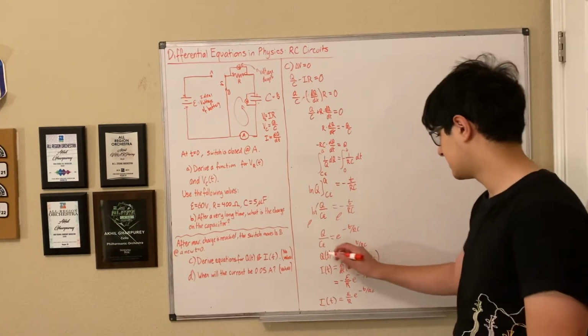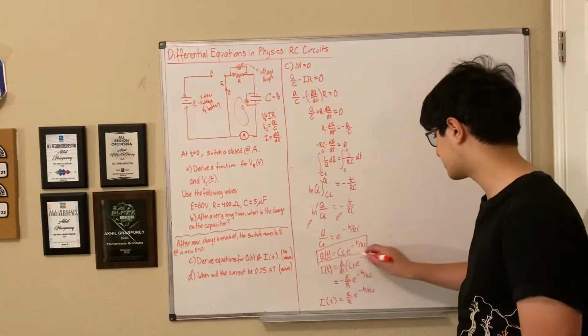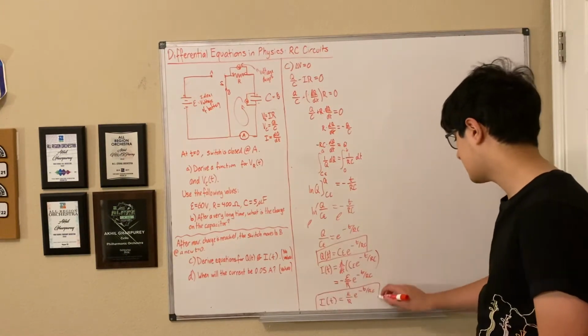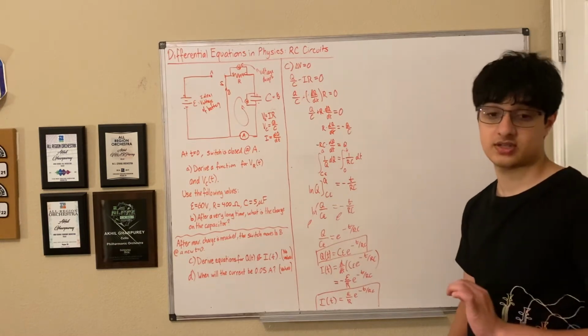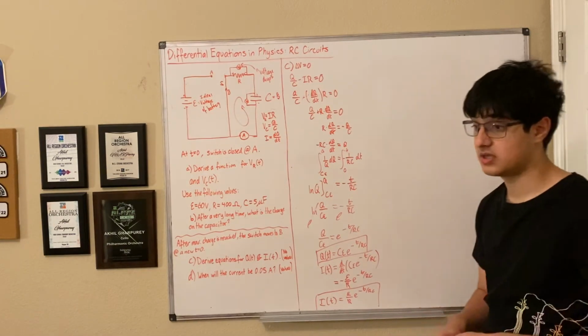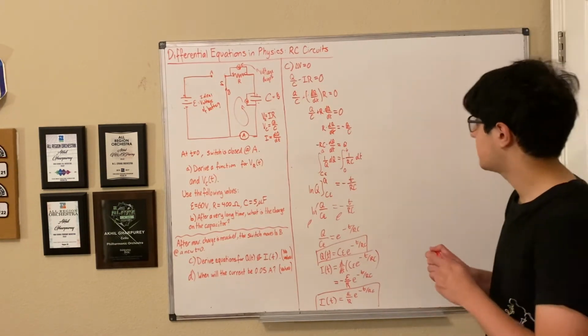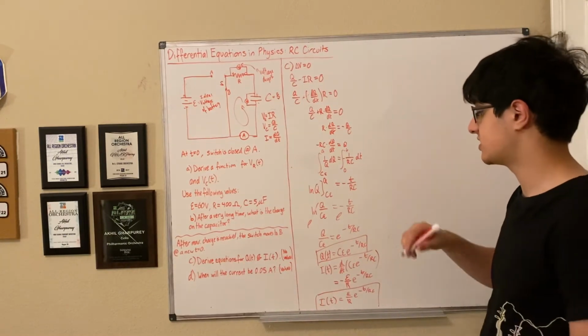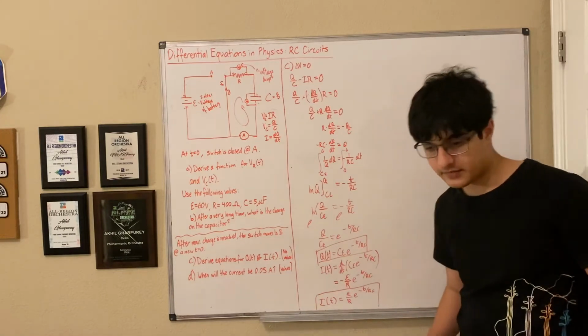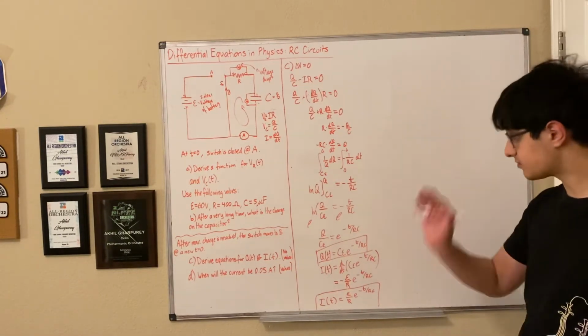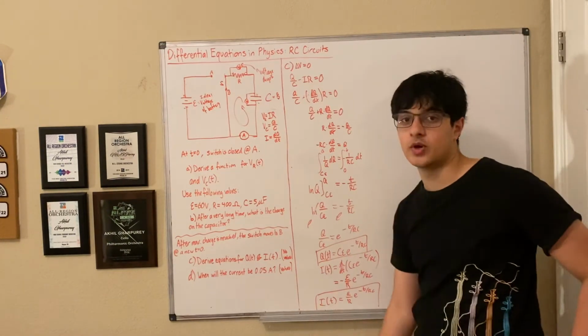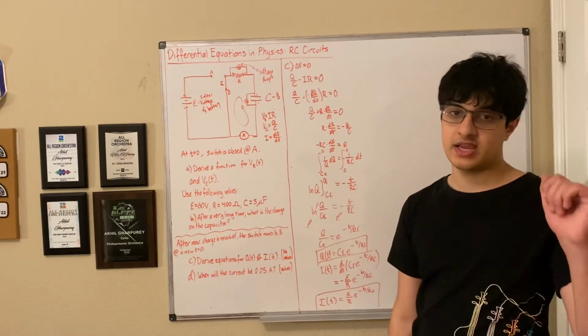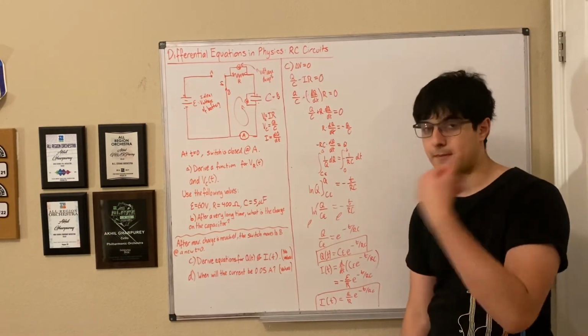So yeah, these right here are our expressions for the charge as a function of time and the current as a function of time. So with that in mind, let's go ahead and find when the current will be 0.05 amperes. I don't have a calculator on me now, so I'm just going to leave it in terms of just magnitude.